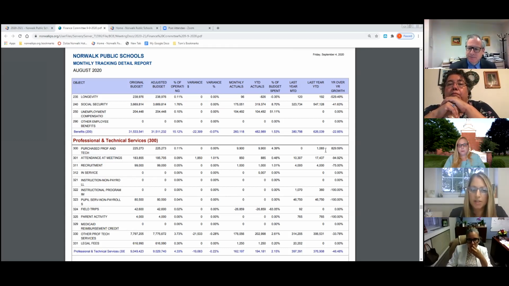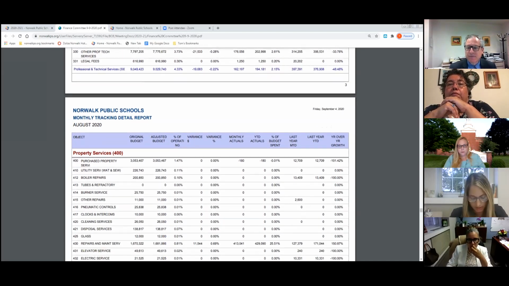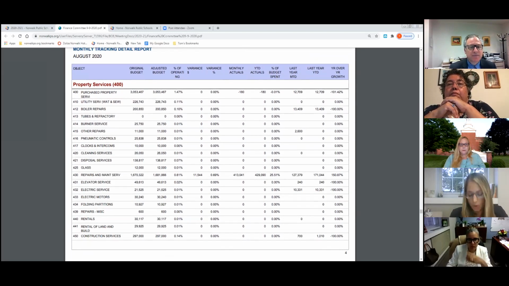If you scroll down to page 4, property services, the 430 account, the 429,000, that's on the higher side, but that's related to COVID as well. It's technology maintenance related to PowerSchool and some other programs that we needed maintenance on. That's normal course of business plus COVID related.